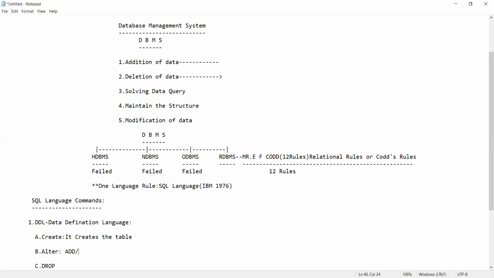Add, Drop, and Modify. These are the three commands we have. Add is used to add a new column. Drop is used for dropping, removing the column. Modify means if you want to make any changes to an existing column.